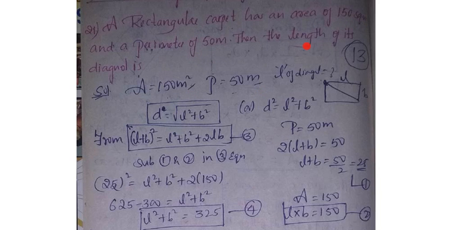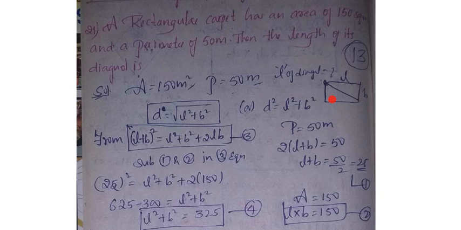Then they are asking what? The length of its diagonal. What is the length of the diagonal? Then what you should do? First read the data. Whatever they have given, write the data. Then what formulas are related to the rectangle? Everything you write. Area of the rectangle is length into breadth. Perimeter of the rectangle is 2 into (length plus breadth).